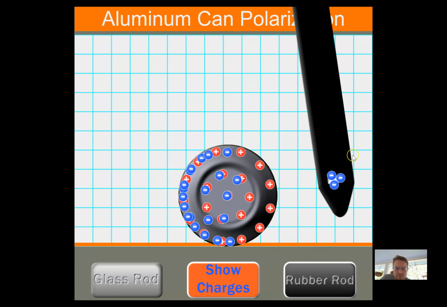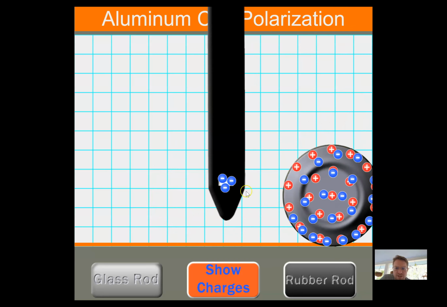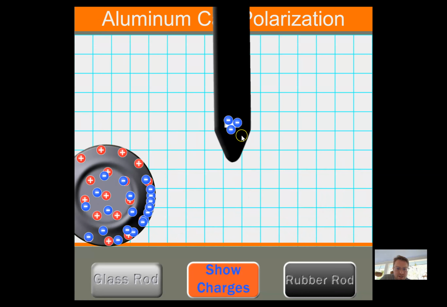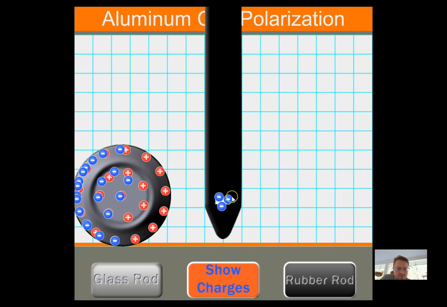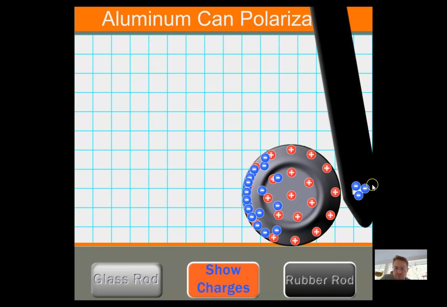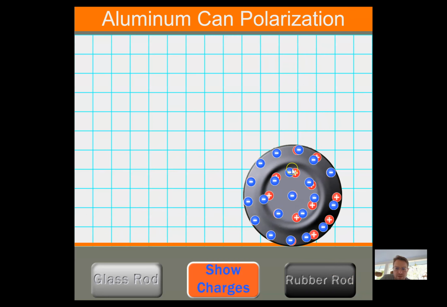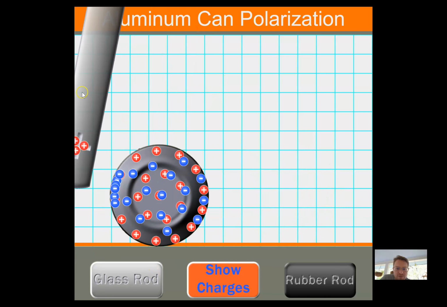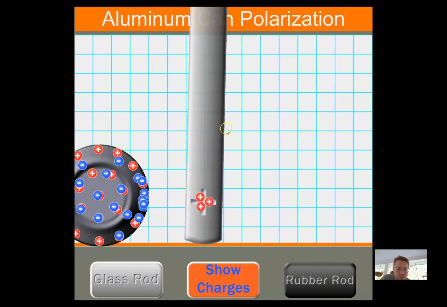So you can see in this little demonstration here, in the simulation, the aluminum can is neutral. There's the same number of negative signs as positive signs, the same number of electrons as protons in there. But the negatively charged rubber rod pushes the electrons away, and you get a side of the can that's more negative and one side that's more positive.